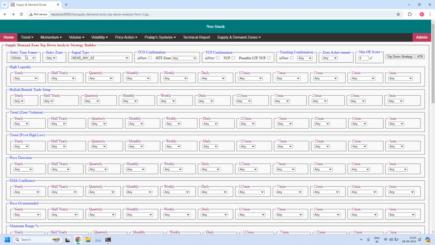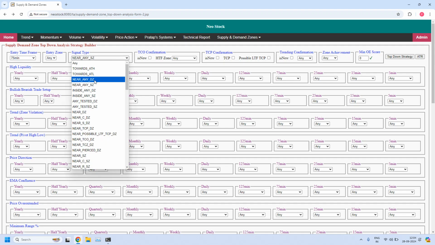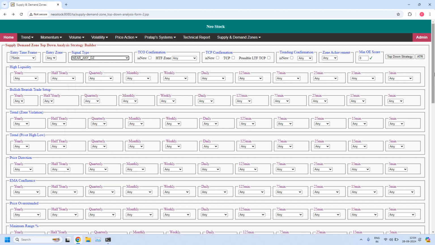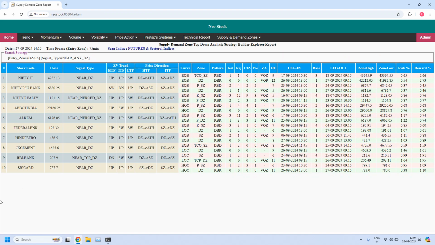Next time frame is 75 minutes. Entry time frame 75 minutes. Let us find the stocks near 75 minutes demand zone. 10 stocks are filtered near to the 75 minutes demand zone. Let us identify high liquidity 75 minutes demand zones, if any.